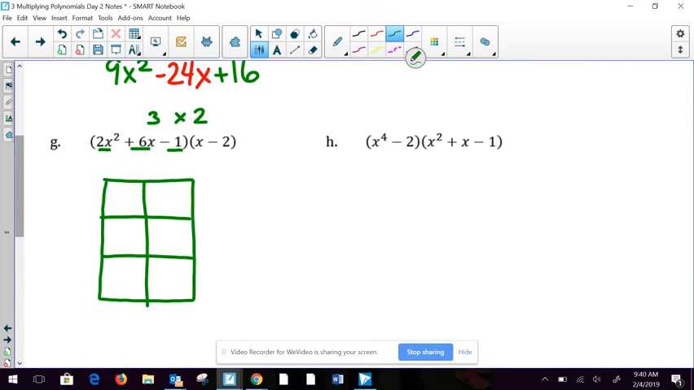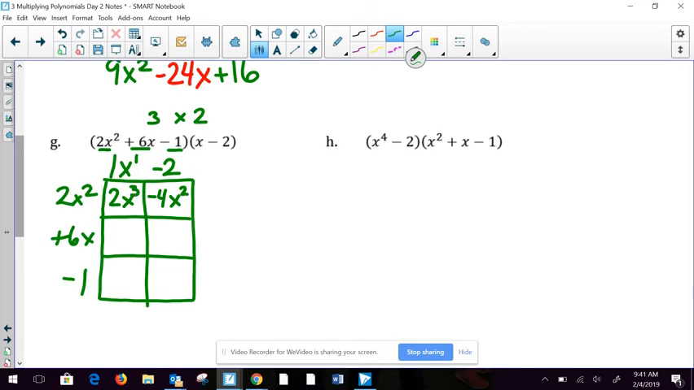So looking at the first parenthesis, I have 2x squared plus 6x minus 1. Same idea, only now instead of having 2, I have 3 terms. Up top, I have x minus 2. So now when I multiply this out, what's 2x squared? Don't forget there's an imaginary 1. So what's 2x squared times 1x? Well, 2 times 1 is 2. X to the, watch your exponents. 2 plus 1 is 3. Good job. Now go to the next box. 2 times -2 is -4x squared.